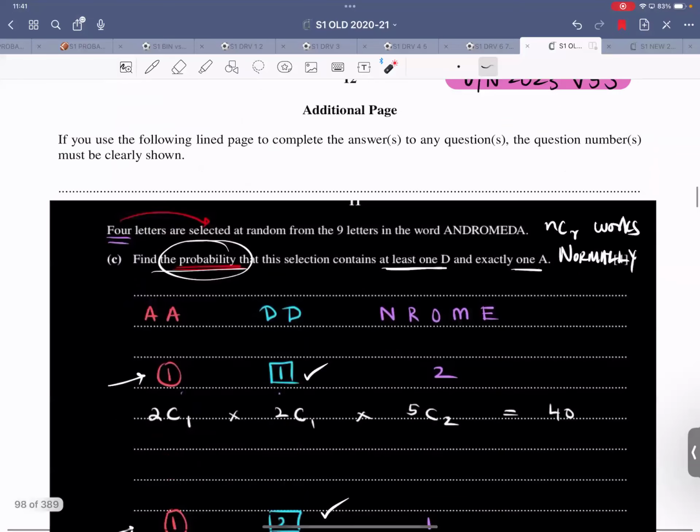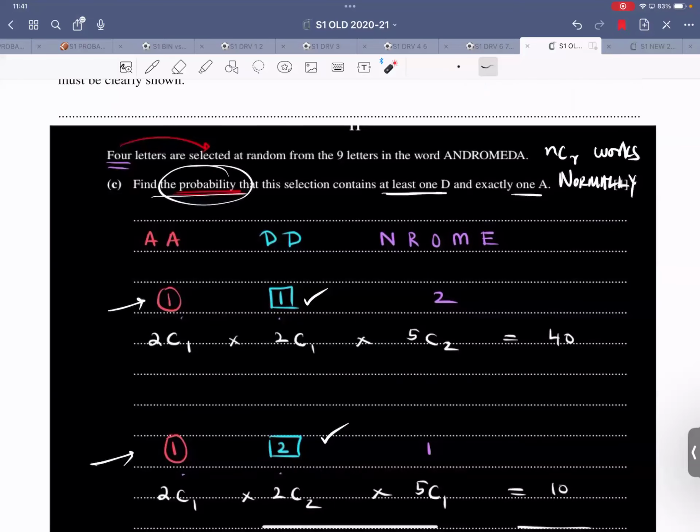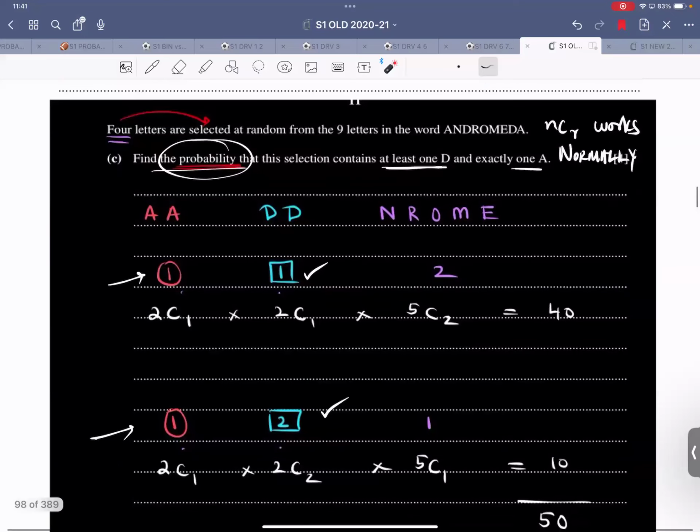Now in 2023, there was this question, and I think in 2021 also. 4 letters are selected from the 9 letters of the word Andromeda. nCr works normally. Why? Because now I'm dealing with it as a probability question.